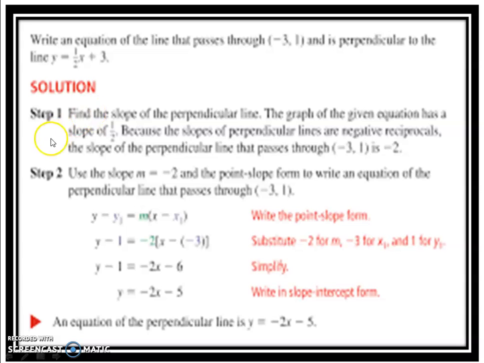Where is it derived? We have the slope m1 = 1/2, and m1 times m2 is equal to -1. So the final answer is -2, so m2 is equal to -2.